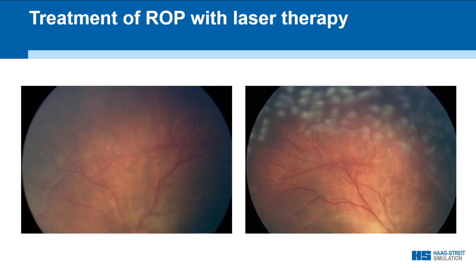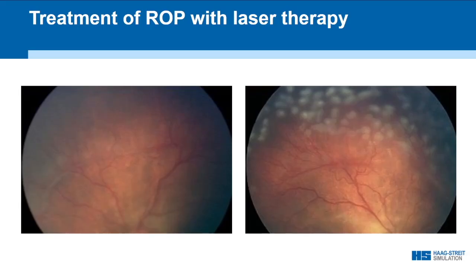Here you see two images of ROP. On the left side, we see the borderline. This is in between the normal retina and the avascular retina. And everything beyond this borderline has to be treated. On the right side, you see that treatment has been completed.